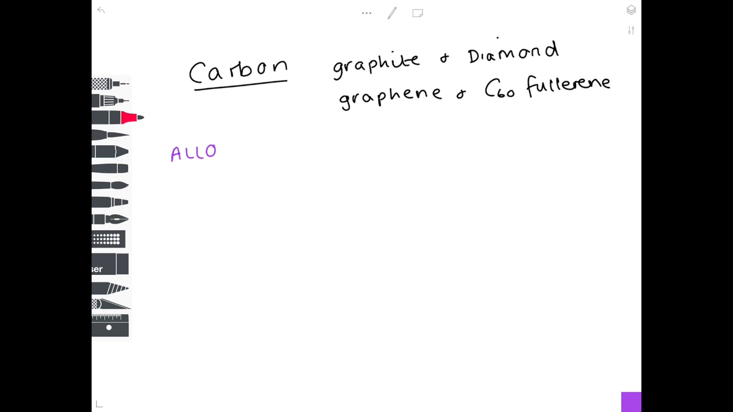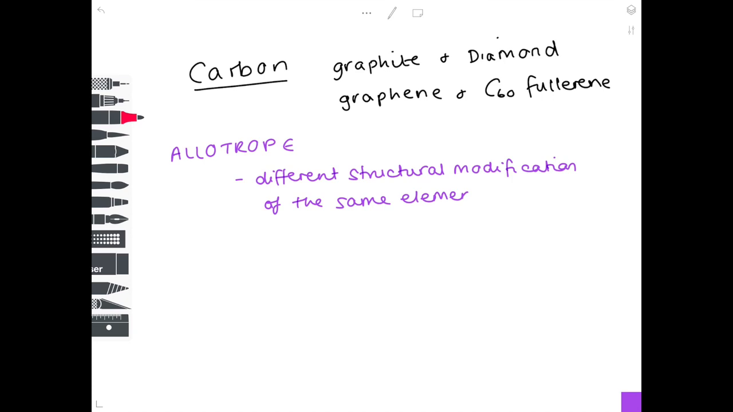So I just threw in a technical term, which is allotrope. You must learn the definition of this. Different structural modifications of the same element. So obviously in this case, we're talking about the same element each time, which is carbon. But it manifests itself completely differently depending on which structure we're talking about.